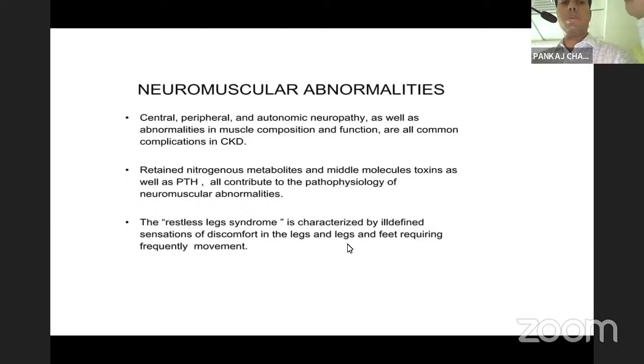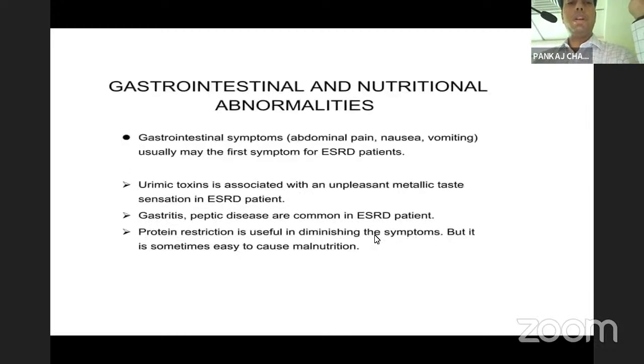Neuromuscular abnormalities include restless leg syndrome, which is an ill-defined sensation of discomfort in the legs, and the legs and feet require frequent movement. GI and nutritional abnormalities: gastrointestinal abnormalities include abdominal pain, nausea, and vomiting, which can usually be the first symptom for an ESRD patient.